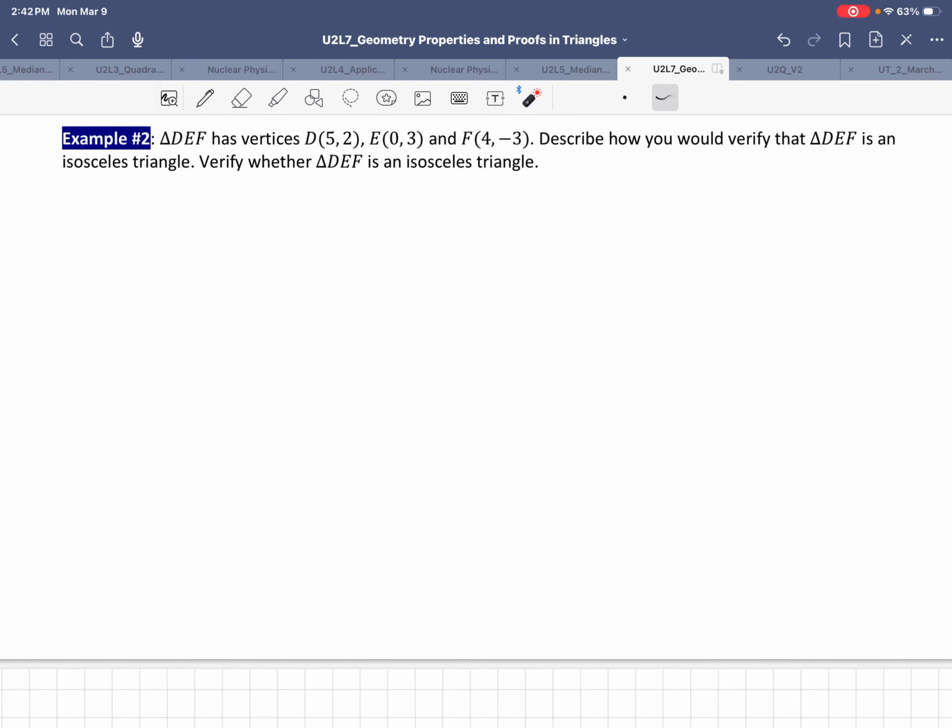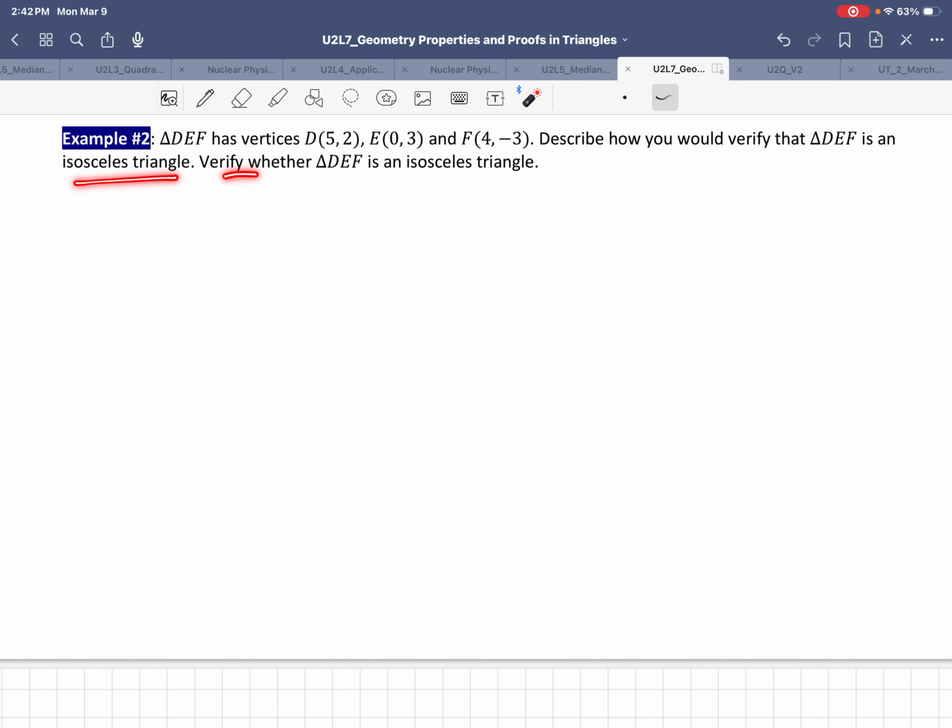Hi everyone, let's take a look at another example of geometry properties and proofs in triangles. This time we are visiting example number 2, where we are given the triangle DEF with vertices at D, E, and F, and we are given the coordinates respectively 5, 2, 0, 3, and 4, negative 3. Now we have to describe how we would verify that the triangle DEF is an isosceles triangle.